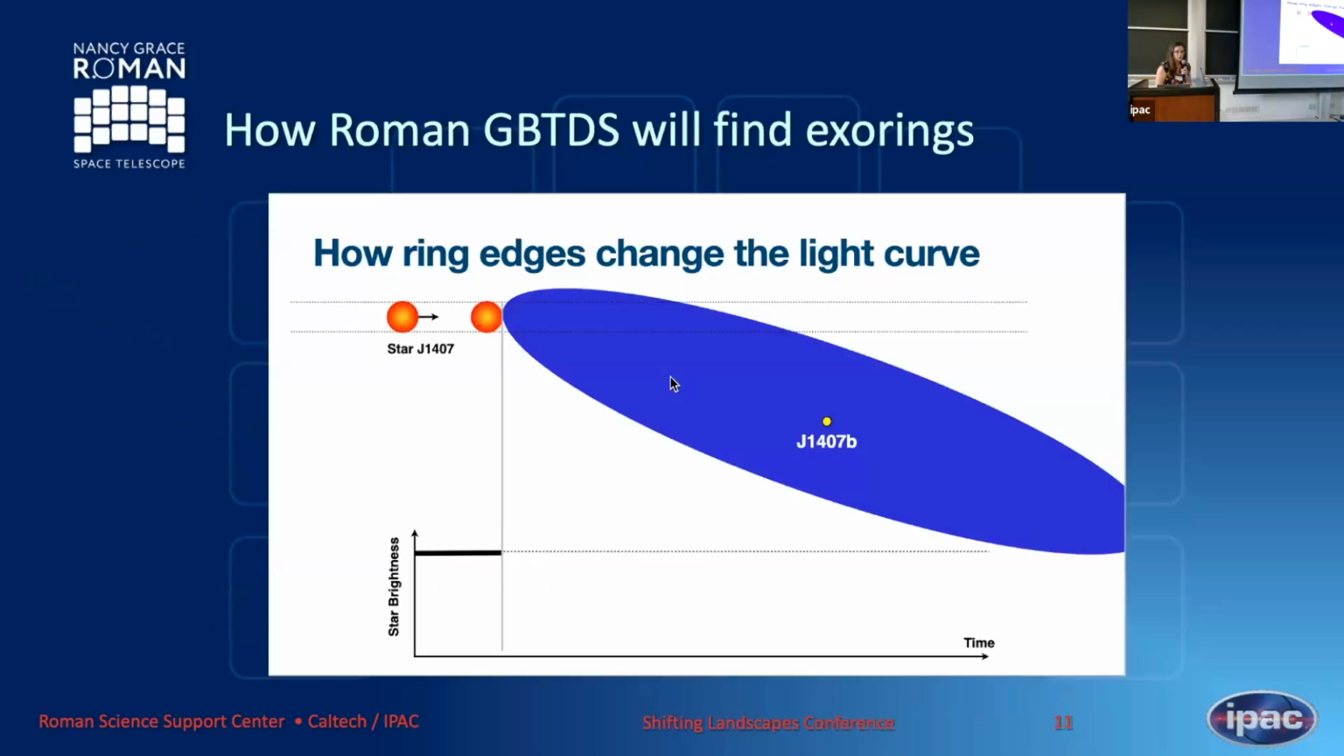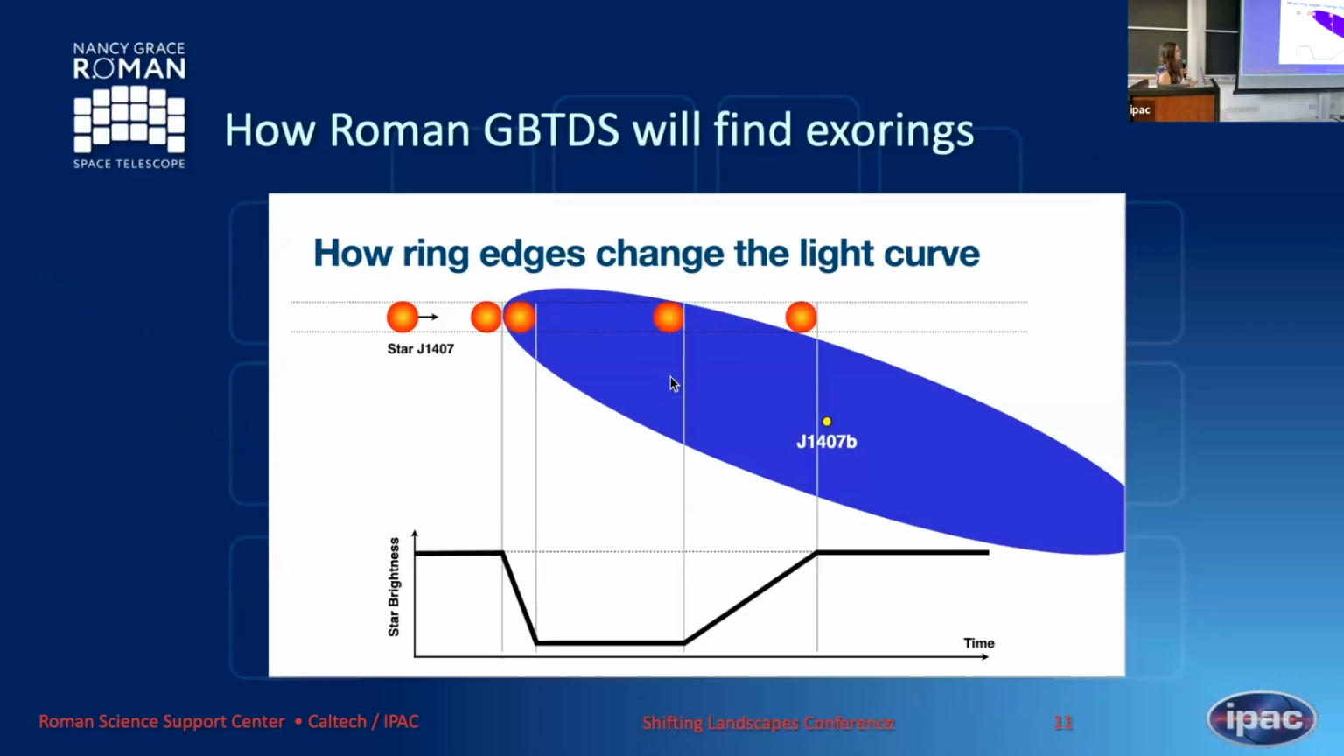So how will we find them in these data? Basically, as the disk passes in front of the star, you'll see this asymmetric transit. And so essentially what we're looking for is a sharp ingress and a gradual egress, or the opposite.